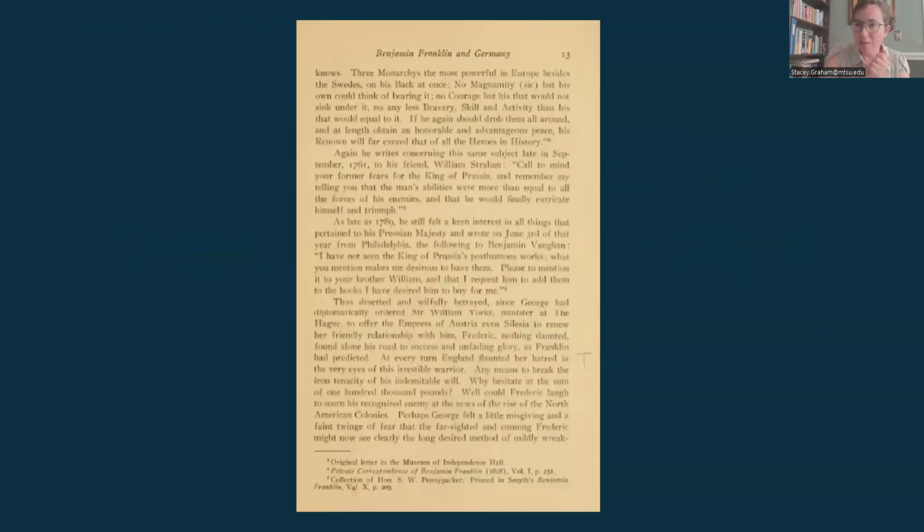Here we have a page from a PhD thesis from 1915 about Benjamin Franklin and his trip to Germany. And so what about this makes it a secondary source? Well, let's take a look. First of all, we have footnotes, which is always a good sign. Maybe sometimes they're endnotes. And these particular footnotes reference, this first one, for instance, original letter in the Museum of Independence Hall. So that's a primary source.